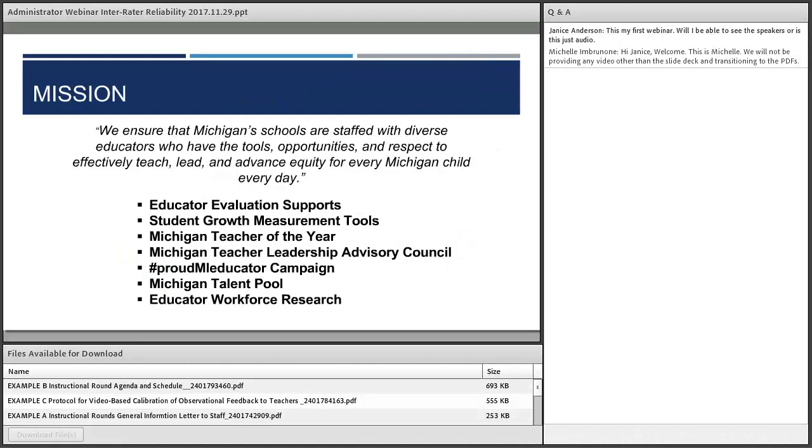A little bit more about our work here. You can see the bulleted list there of some of the different things that we work on in our office. In addition to supporting schools and districts with educator evaluation and the measurement of student growth, we also create opportunities for teacher leadership and promote excellence in our field through our Michigan Teacher of the Year, Michigan Teacher Leadership Advisory Council, and Proud Michigan Educator Campaign. And our educator research department here works on educator workforce research and talking about the pipeline of teachers coming into our field as well as mobility rates and things that affect our workforce. We have several white papers that have been published to help educators digest some of the important information and trends that are going on in our state.